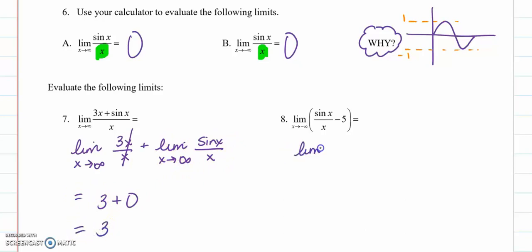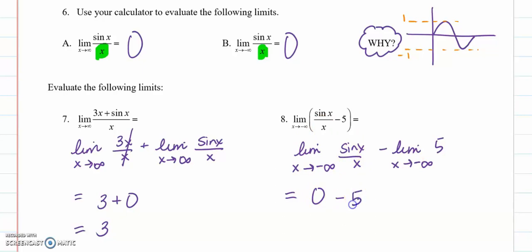Number 8, break it into 2 different ideas. This first limit goes to 0, and then you can subtract 5 because the function is always 5 regardless of where you are, so that limit is -5.